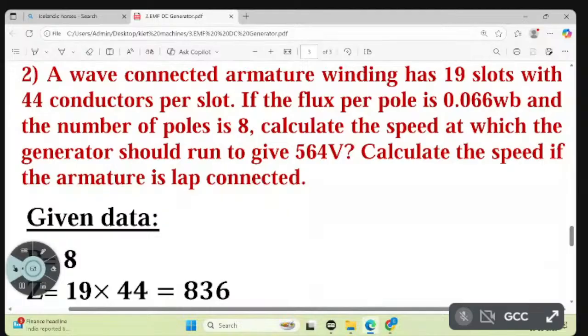A wave connected armature winding has 19 slots with 44 conductors per slot. If the flux per pole is 0.066 Weber and the number of poles is 8, calculate the speed at which the generator should run to give 564 volts. Calculate the speed if the armature is lap connected. Okay, there are 2 questions. One is to find the speed at which EG is equal to this value. The other is the speed when the armature is connected as lap. We will write this down and solve.